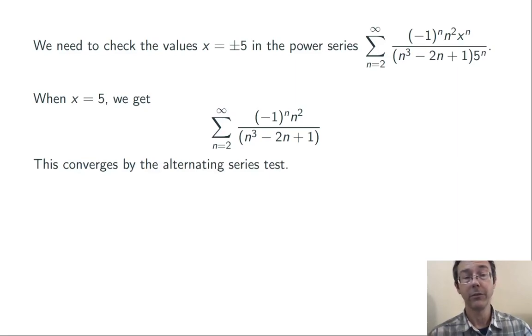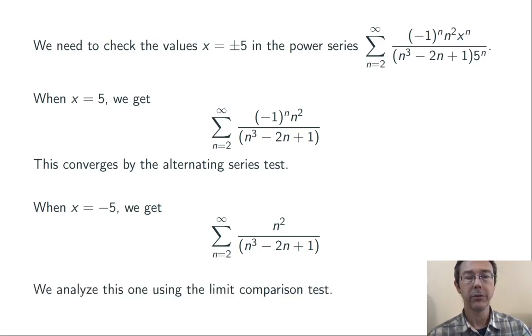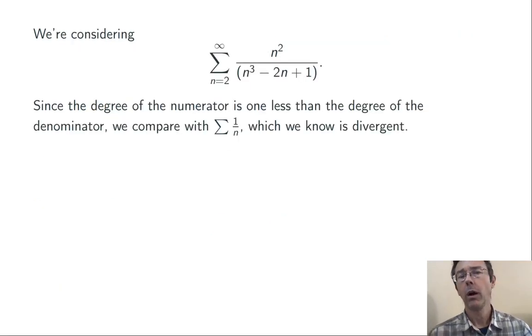It's an alternating series because of negative 1 to the n, and the general term goes to 0. Also, the general term is going to be decreasing, at least after a little while, and I can check that, for example, by taking a derivative. When x is negative 5, I have the same series, but it's no longer alternating. I need to determine whether this converges or diverges, and I'm going to do it using the limit comparison test. So I see a degree 2 polynomial over a degree 3 polynomial. My intuition is that this is going to behave basically like the harmonic series, sum of 1 over n, which we know diverges.